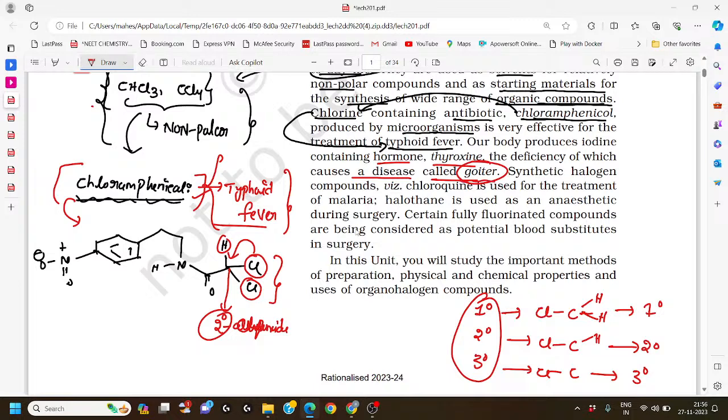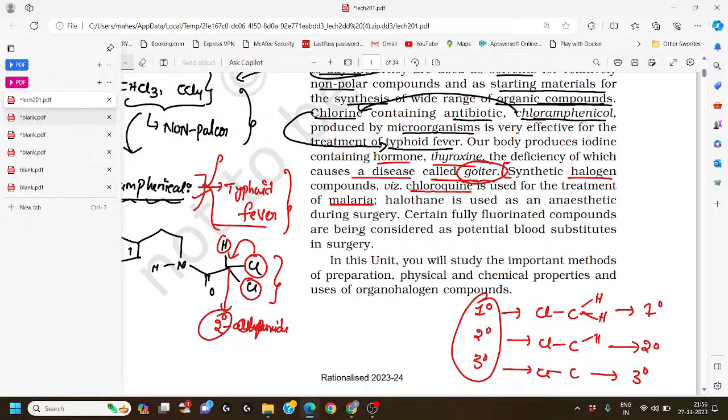The deficiency of thyroxine leads to the disease of goiter. Synthetic halogen compounds, that means chloroquine, is used for the treatment of malaria. They ask in exams like that: which halogen compounds are used for the treatment of malaria? So chloroquine is used as the treatment for malaria.